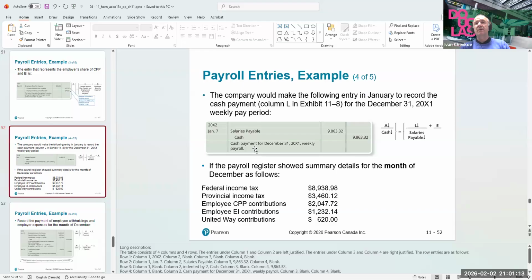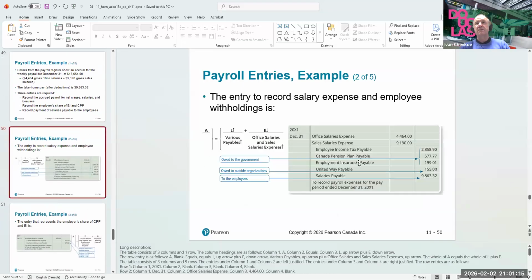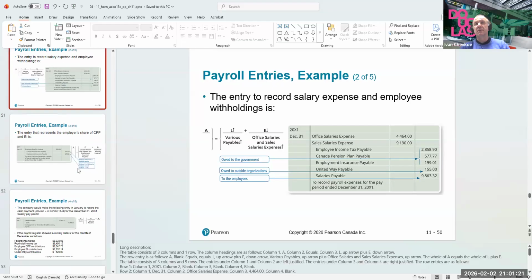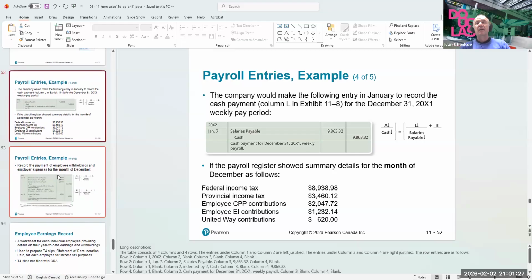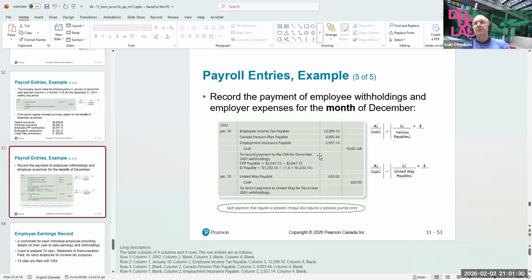And the next thing will be now, in this case, those go to salary payable. In our example, we just pay them cash right here. In this case, we're paying the cash. And the last entry is where we pay the Canada Revenue: Employment Income Tax, federal and provincial, Canada Pension Plan payable for the employer and employee, employment insurance payable for the employer and employee, cash, and the United Way, the cash. And we're done.